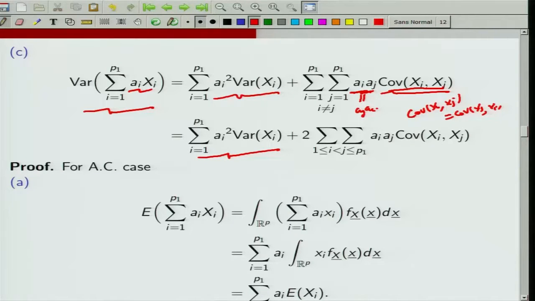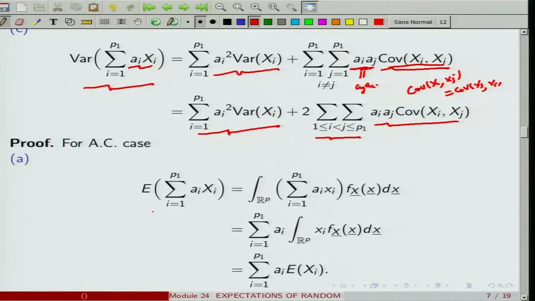So, I can make it 2 times, and I can force this condition on subscripts that i has to be less than j. So, this is 2 times a_i a_j covariance x_i x_j. Let us try to see the quick proof.